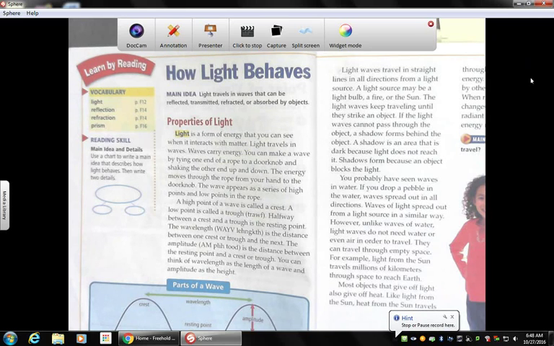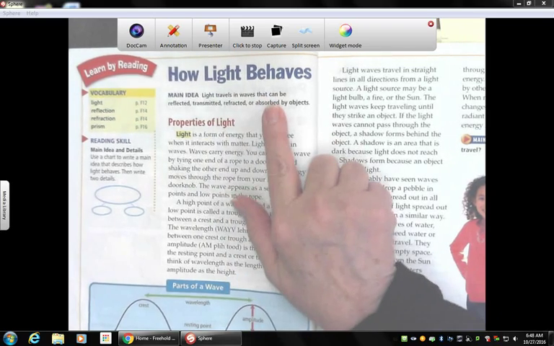Hello, boys and girls. Today we're going to read the pages on light energy. Okay, the section is entitled How Light Behaves.